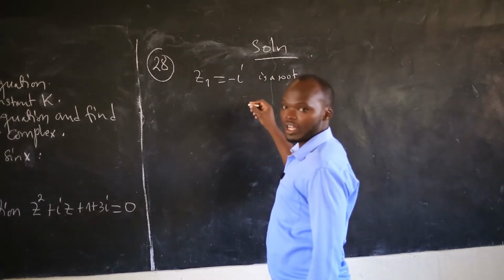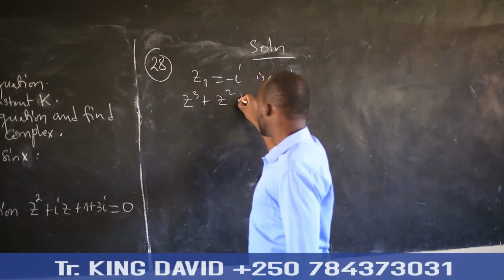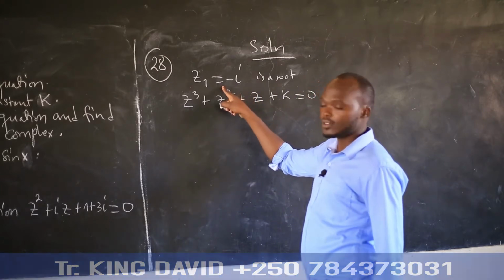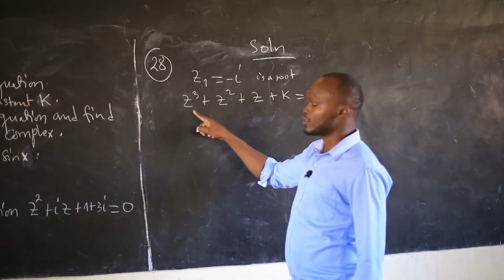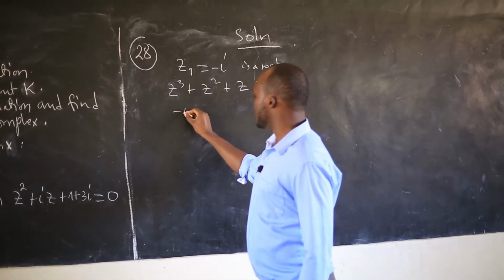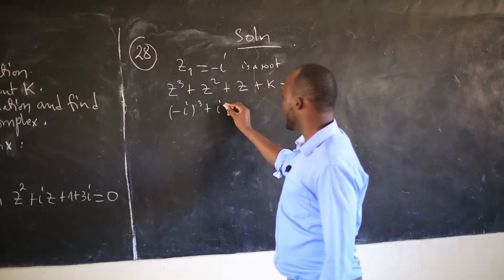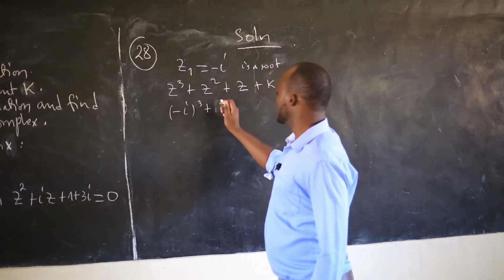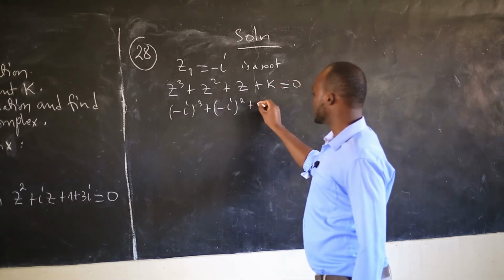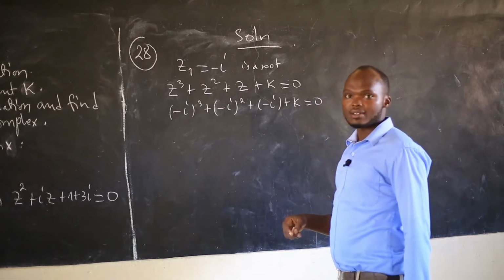So our equation is z^3 + z^2 + z + k = 0. If this is a root, it means that when you substitute this root here, the answer is 0. So it will be (-i)^3 + (-i)^2 + (-i) + k = 0. The answer must be equal to 0.